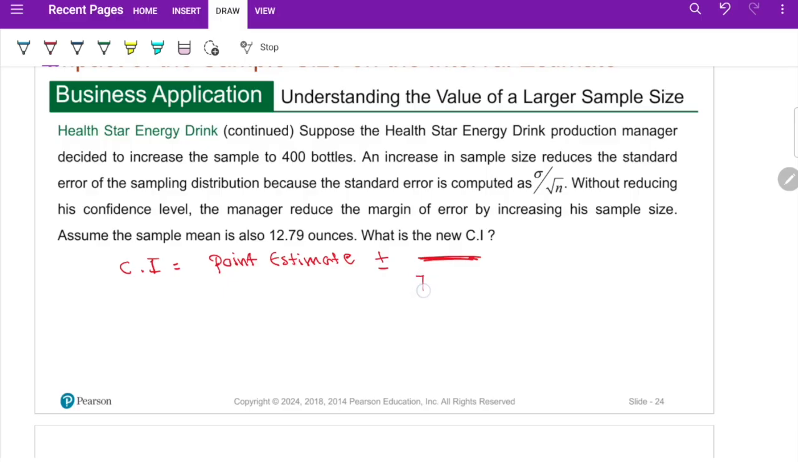The first part is the critical value. This is the critical value. Let me write that down there. This is the margin of error. The margin of error is a product of two things: the critical value times the standard error.